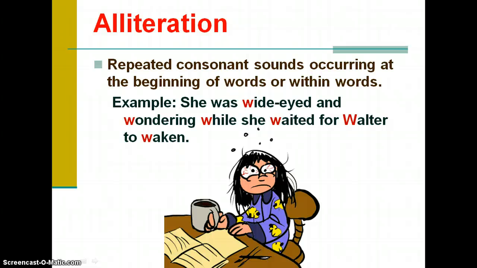Alliteration is actually a sound device, but usually when we study figurative language, we go ahead and study alliteration also. This is often found in poetry. It's when the repeated consonant sounds occur at the beginning of a word or within words. Here's an example. She was wide-eyed and wondering while she waited for Walter to waken. You can hear the repetition of the W sound in those words. That is alliteration. Repetition of consonant sounds occurring at the beginning or within words.